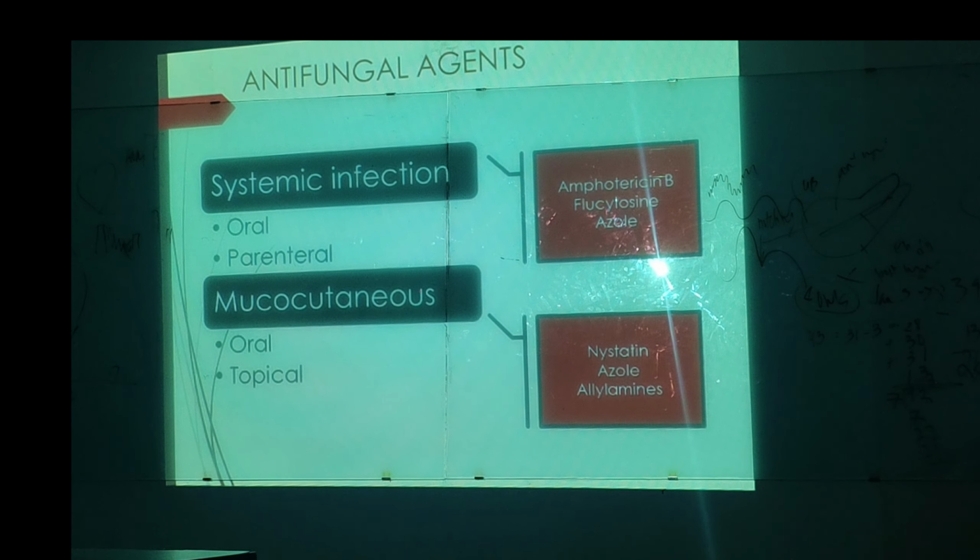Okay, so antifungal agents treat systemic infections and mucocutaneous infections. For your systemic infections, what you can use are amphotericin B, flucytosine, and azoles. And for your mucocutaneous infections, nystatin, azoles, and allylamines. So azoles can be used both for systemic infections and mucocutaneous fungal infections.